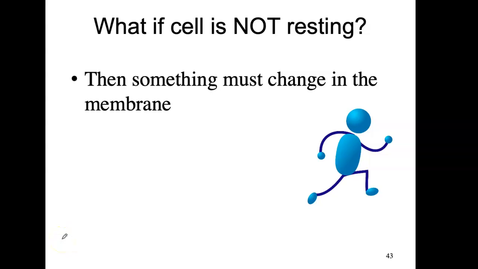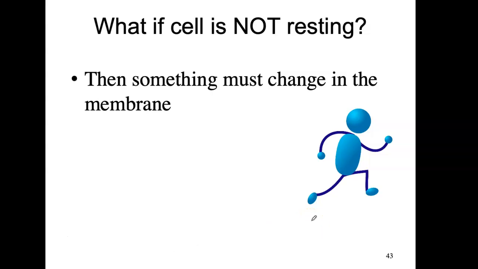We've been talking about the resting membrane potential and the potential difference. So what we want to move on to now is, what if the cell is not resting? What if the cell is actually transmitting a message and it's showing current? How is that different? So something has to change in that membrane. I have my little stick man now showing you that it's not resting anymore, it's on the move.